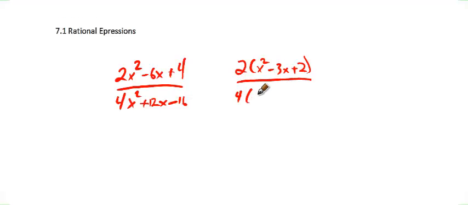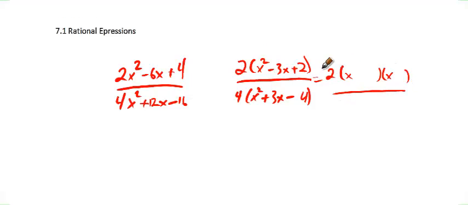Take 4 out of the bottom, x squared plus 3x minus 4. Okay, so let's see what we factor. So we have a 2, x and x, just leave the 2 out front, and then 2's got to be 2 and 1. So I want to get to negative 3, negative 2, negative 1. In the bottom, 4 out front, x and x, and I end up with a 4 and 1.